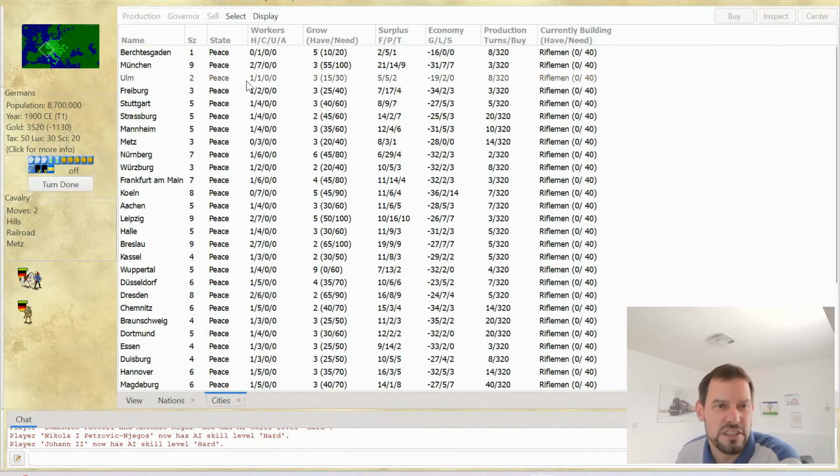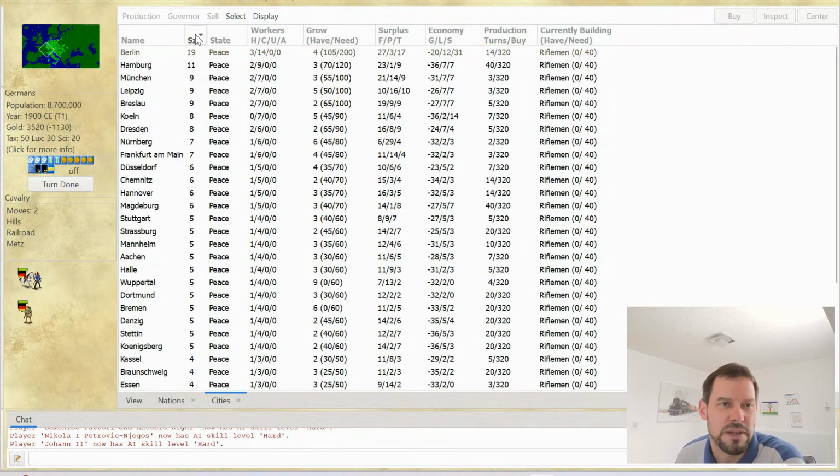So here we have the cities. Let's sort them by size. Berlin is the biggest, then Hamburg is coming, then Munich. This is about the size of these cities around 1900. I mean, the relations are about right, especially if you remember that this is a logarithmical scale.